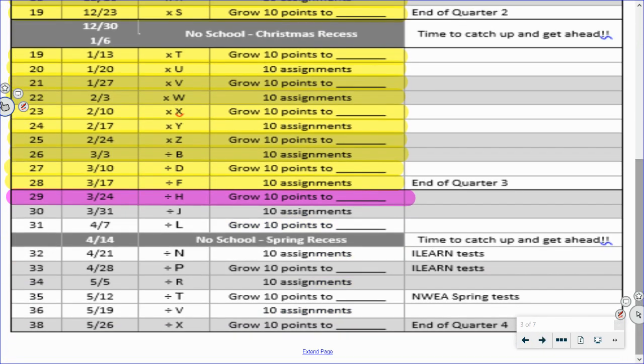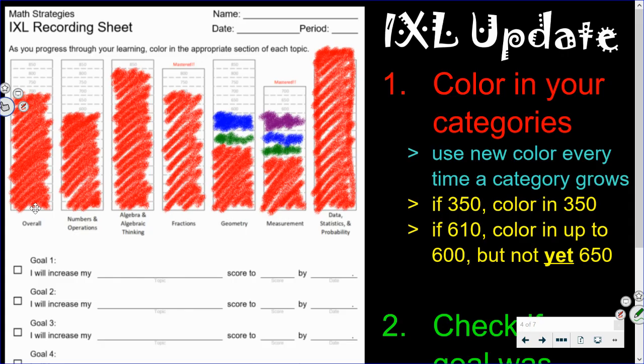So we do have IXL, but that won't be a big priority for today. Just know, I know Friday's coming along. You should be through Division H and Rocket Math, growing 10 points, knowing what your growth scores are.